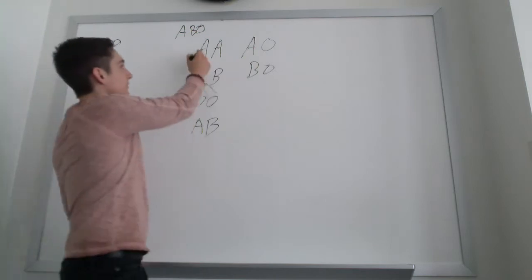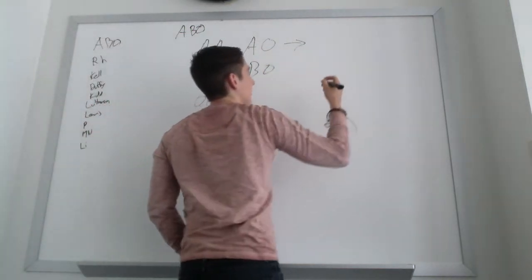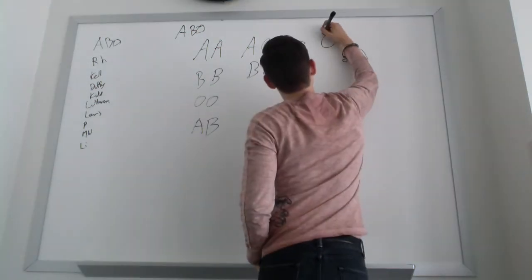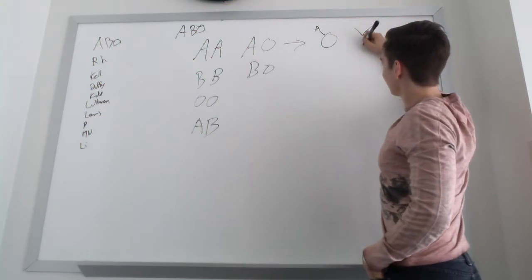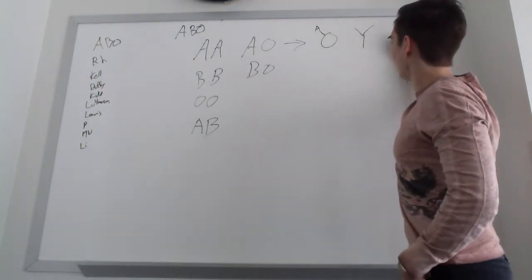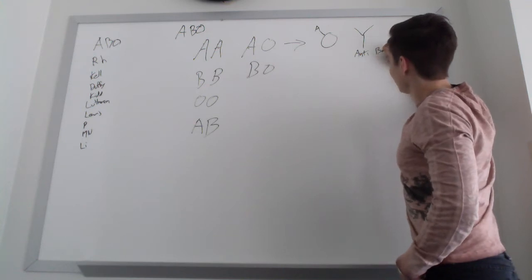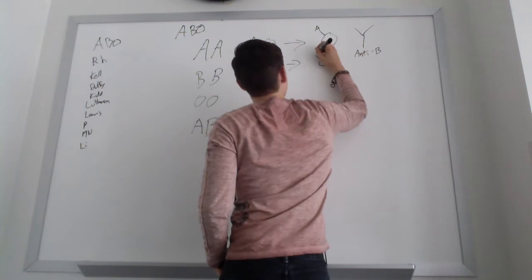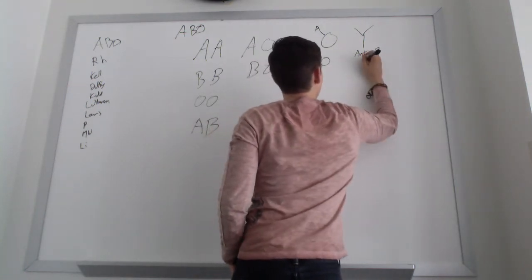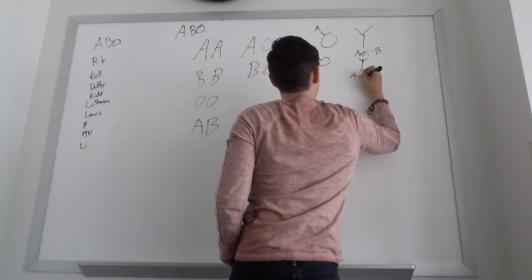Okay, so if it's AA or AO, this person will express type A on their red blood cells, and they will have antibodies for anti-B, which will target B antigens. This person will be type B, and this person will also have anti-A antibodies.